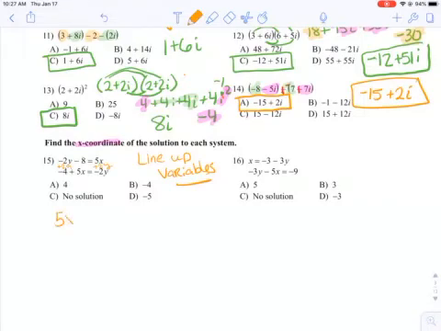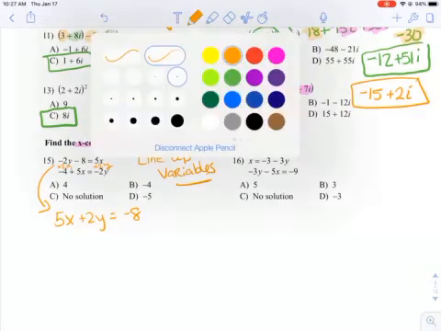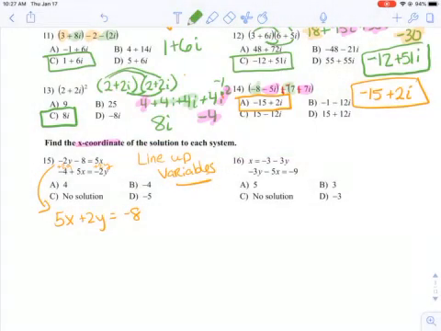So it would end up to be 5x plus 2y equals a negative 8. So that just came from this way, right? And then this guy right here, I would maybe subtract the 5x. And so now I have negative 5x minus 2y equals negative 4, because this is now gone, right?